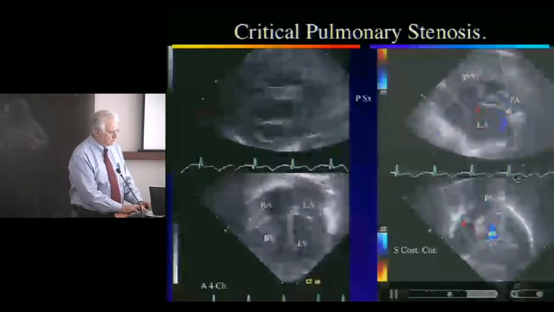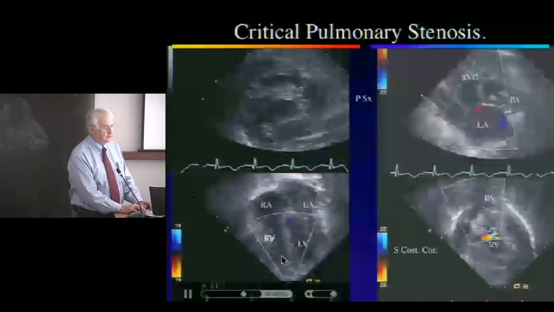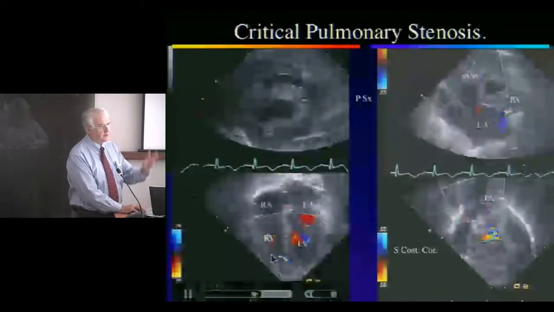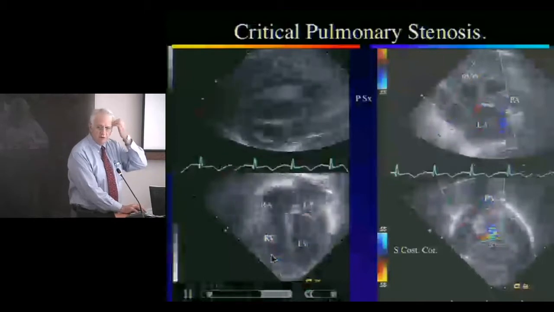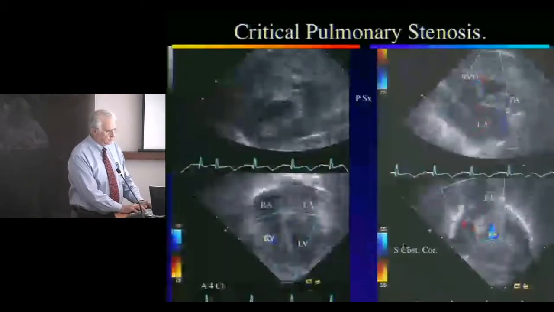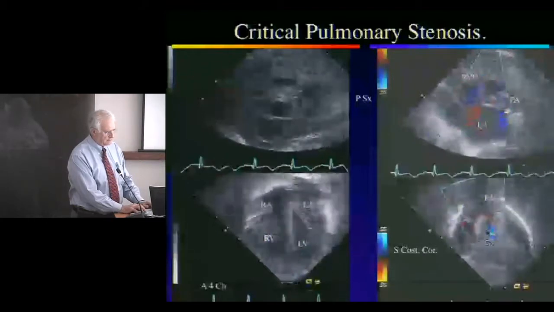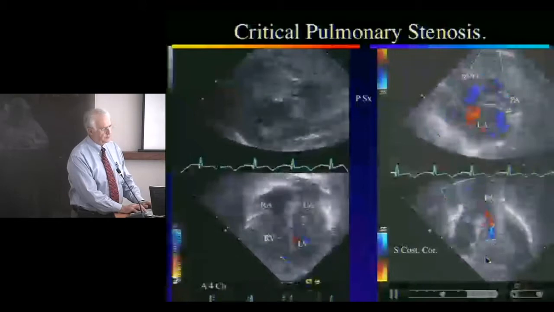Four-chamber view. You see something that looks like a VSD. It's not really a VSD. It's just there's so much hypertrophy of this right ventricle that the blood gets trapped in the trabeculations and undergoes acceleration. And of course, this is definitely not pulmonary atresia, because you can see the right ventricular outflow tract with the flow into the pulmonary artery.